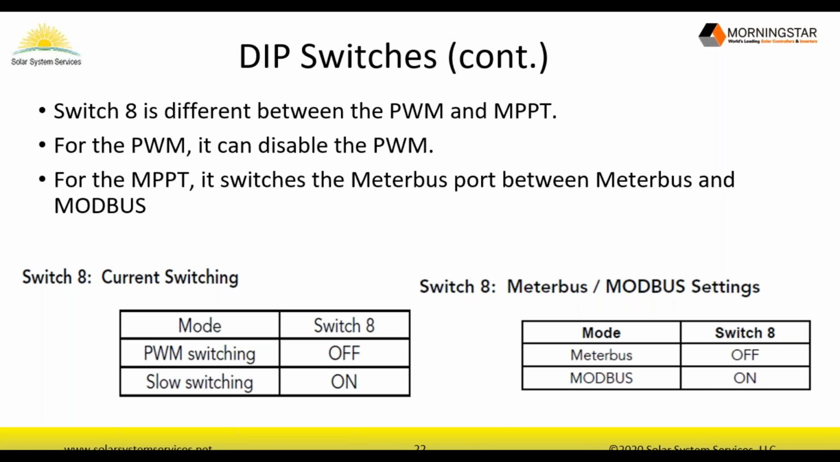Now for the MPPT, that basically goes from MeterBus to Modbus. And that's important because the MeterBus is used if you want to use the remote display unit, but Modbus is used if you want to use the EMC1. So that's what that switch does on that unit.